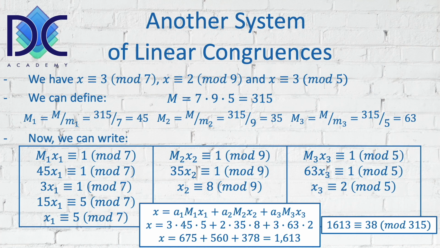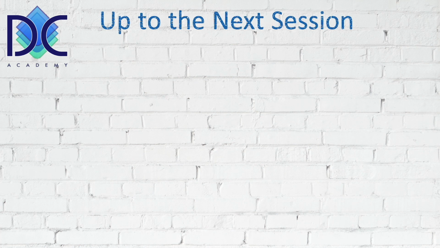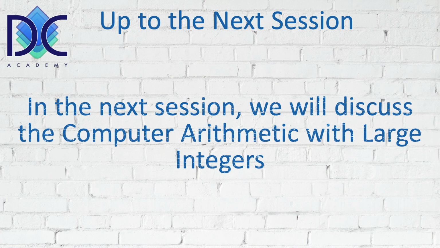So basically we find the solution here based on the Chinese remainder theorem. Like I said, the Chinese remainder theorem is very important. We will use it in operations on large integers. So that is what I wanted to show you in this session. You know what the Chinese remainder theorem is. We have proven that it exists and that it is unique. We did some exercises on how to find the solution for this system. And in the next session, we will look at computer arithmetic with large integers.